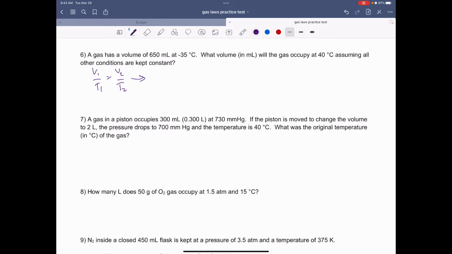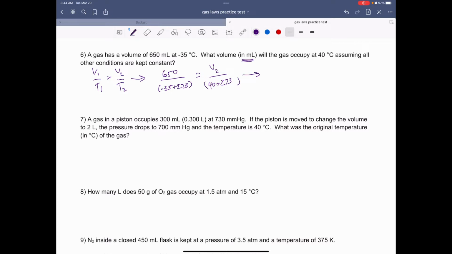So the gas has a volume of 650 milliliters. So I'm going to keep my volume in milliliters because it's asking for a final answer in milliliters. But I could change it if I wanted to. So anyways, I'll just keep it. So 650 all over negative 35 plus 273, because I gotta have it in Kelvin, equals V2 all over 40 plus 273.